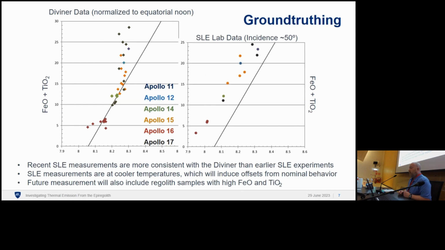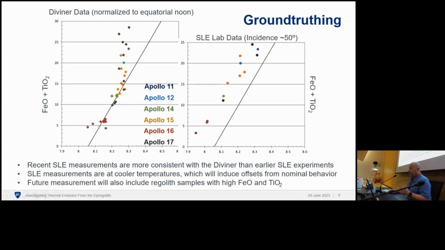And on the right are laboratory data of the reference soils that were collected at those. So these are the very uppermost measurements. And we see very similar trends. The y-axis here is iron plus titanium, and the x-axis is the location of the Christiansen feature, which is our primary compositional indicator in this wavelength range.